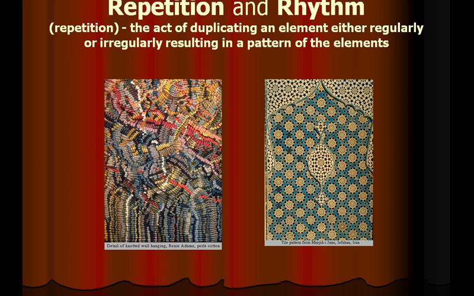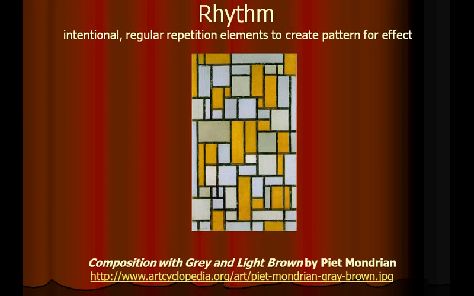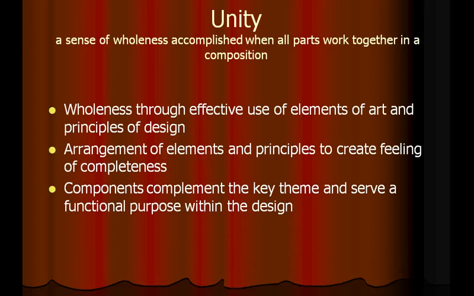Repetition is the act of duplicating an element either regularly or irregularly, resulting in a pattern of the elements. Repetition is recurring elements in a composition. Rhythm is the intentional, regular repetition of elements to create a pattern for effect. Subordination is making an element appear somewhat secondary or of lesser importance.